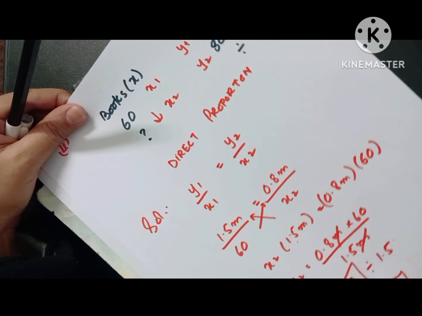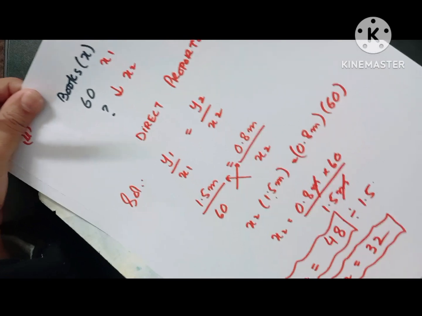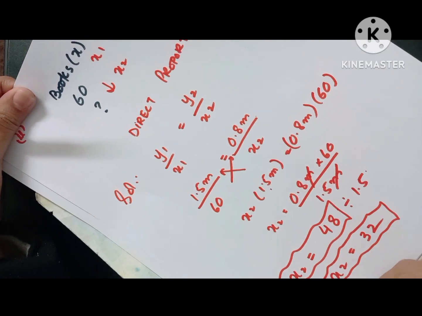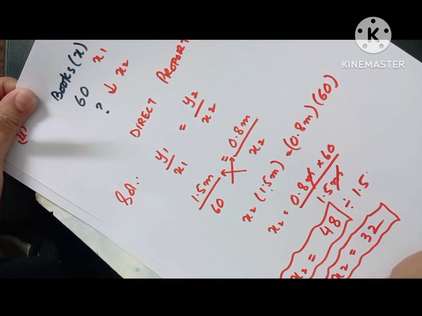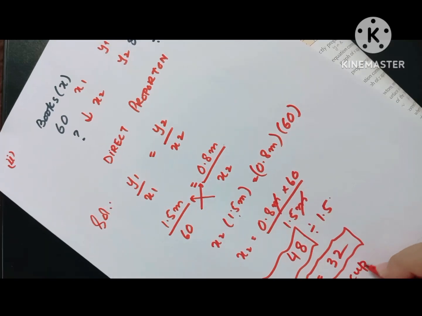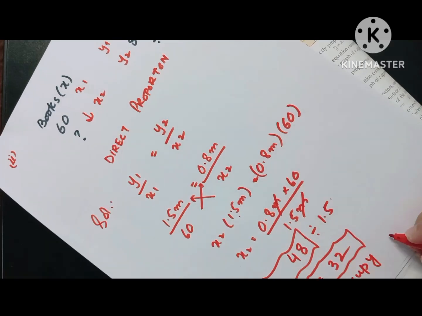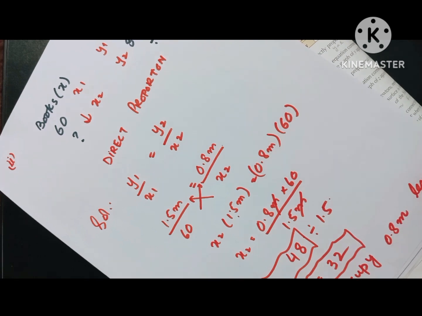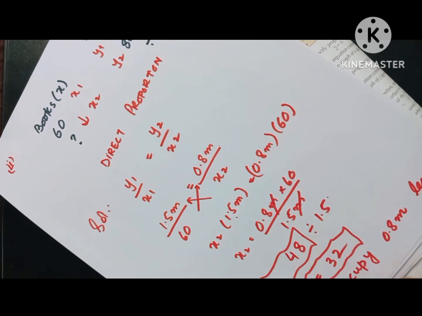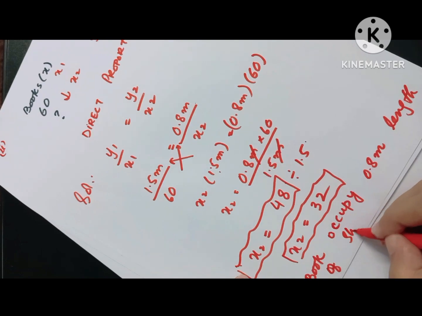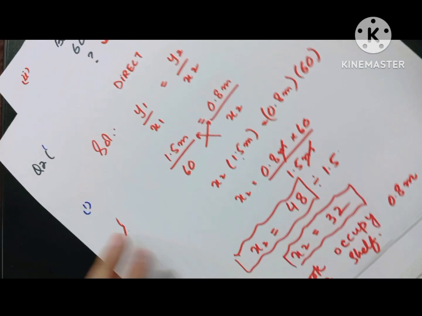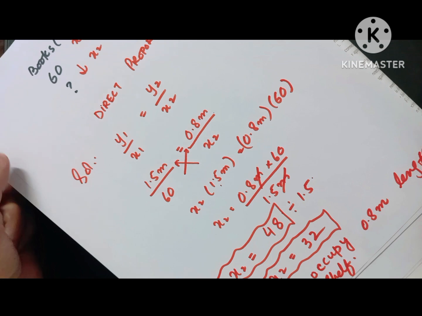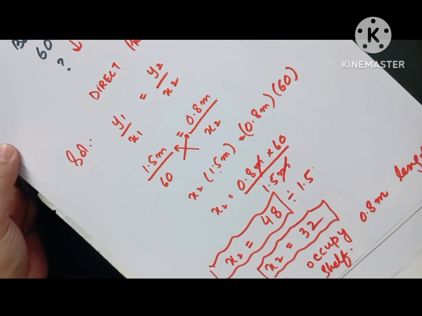So the final answer for x2, and what is the x2? 32 books occupy 0.8 length of shelf. So that is the solution of the second part.